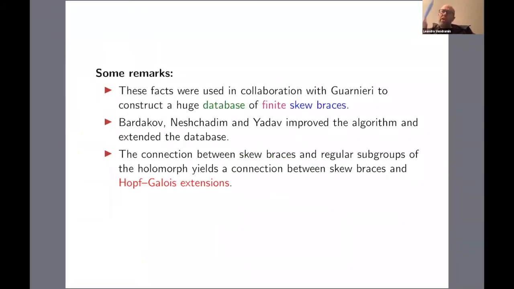And okay, so you can use this correspondence between skew braces and regular subgroups of the holomorph to construct a huge database of finite skew braces. Maybe up to size 200, or a little bit more, with some exceptions, like size 64, or size 128. If you have big prime powers, then it is a little bit more complicated. And this algorithm that I did with Guarnieri was improved recently, and with this you can go even further. But still, big powers of 2 are a problem.